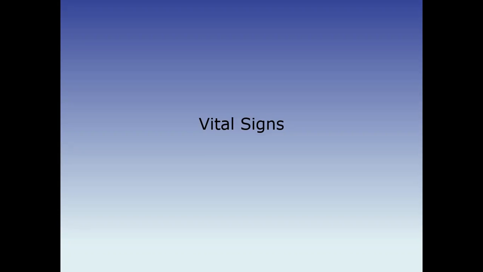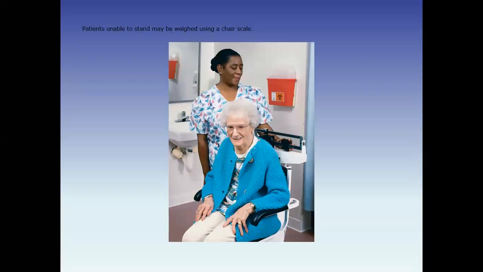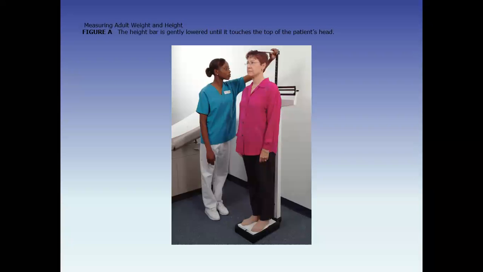I'm talking about the vital signs, and I'm going to go over weight and height. If the patient is unable to stand, you may weigh them on a chair scale, and there's another form, an electric scale, where you just stand. There's also the way of measuring adults' weight and height. The height bar is generally lowered until it touches the top of the patient's head.